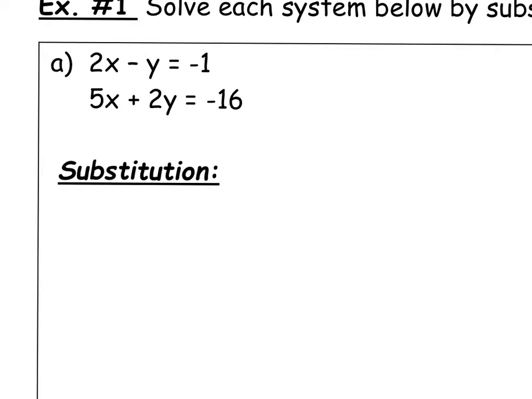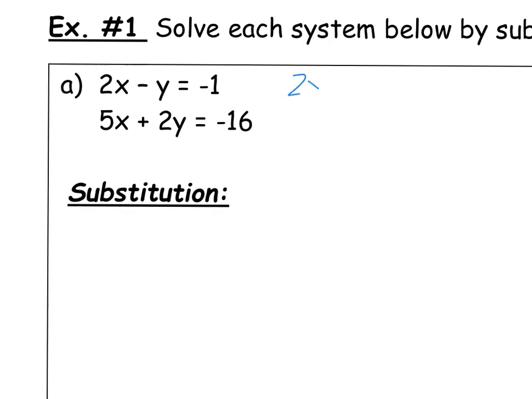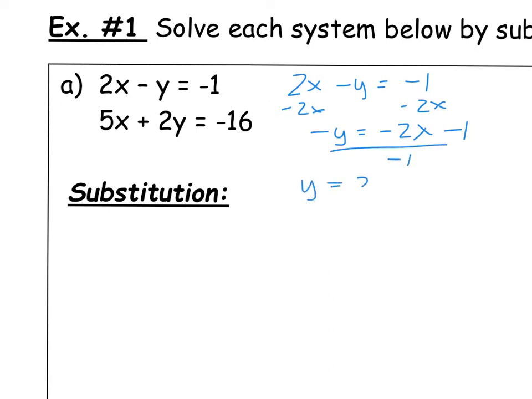Okay, so we're going to look at this. I'm going to choose the top equation. And the reason I'm choosing the top equation is because the y has a negative 1 in front of it. So we want to solve for y to get it all by itself. So I'm going to subtract 2x, and then I get negative y equals negative 2x minus 1. We're going to divide by negative 1, so I get y equals 2x plus 1, and that is our expression. We put a box around it.